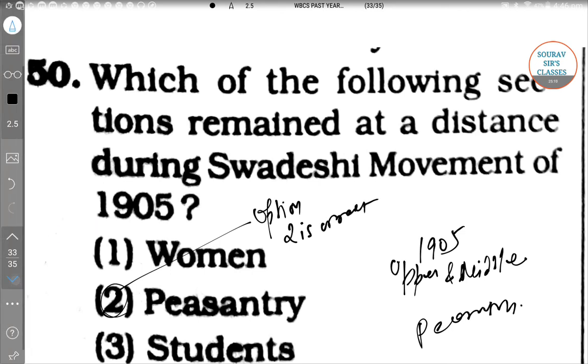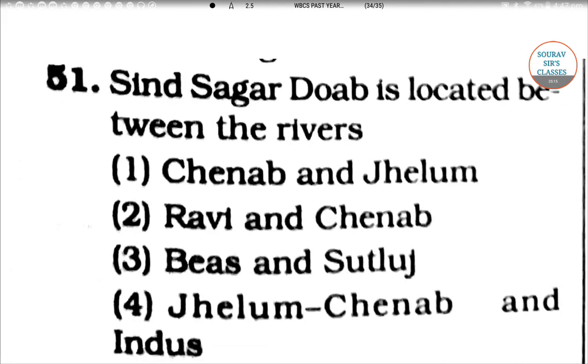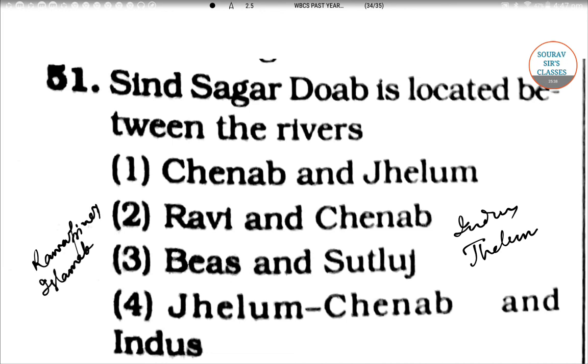Let's move to next question. Sindh Sagar Doab is located between the rivers Chenab and Jhelum, Ravi and Chenab, Beas and Satluj, or Jhelum and Chenab and the Indus. Sindh Sagar Doab includes the area between the Indus River and Jhelum River. These are the 5 major doabs of the Punjab province of Pakistan. The main cities located in Sindh Sagar Doab are Rawalpindi and Islamabad. So the correct option will be option number 4, that is Jhelum, Chenab and Indus. So option 4 is correct.